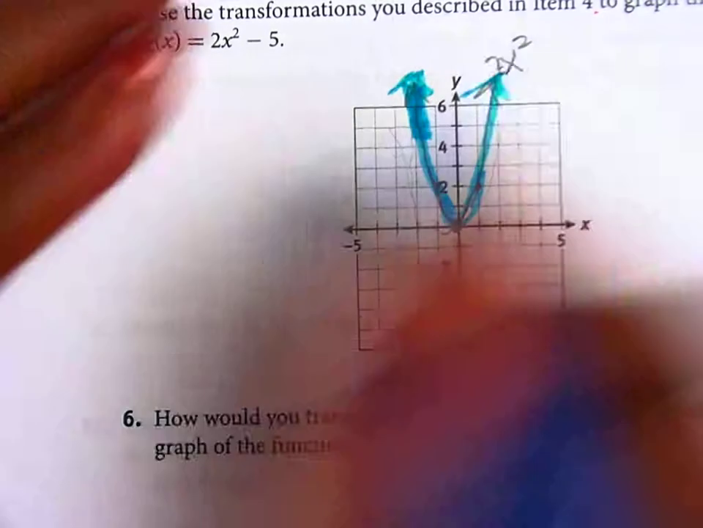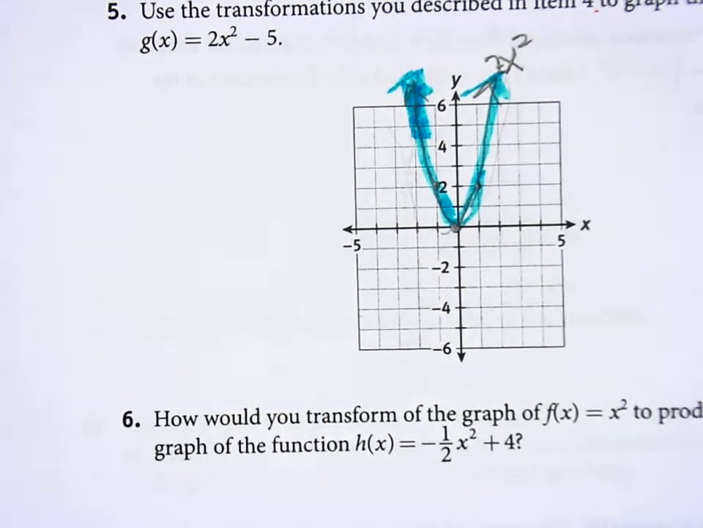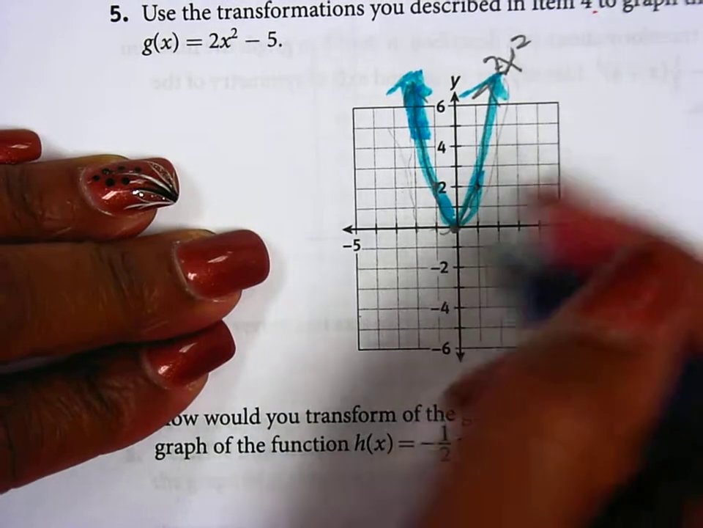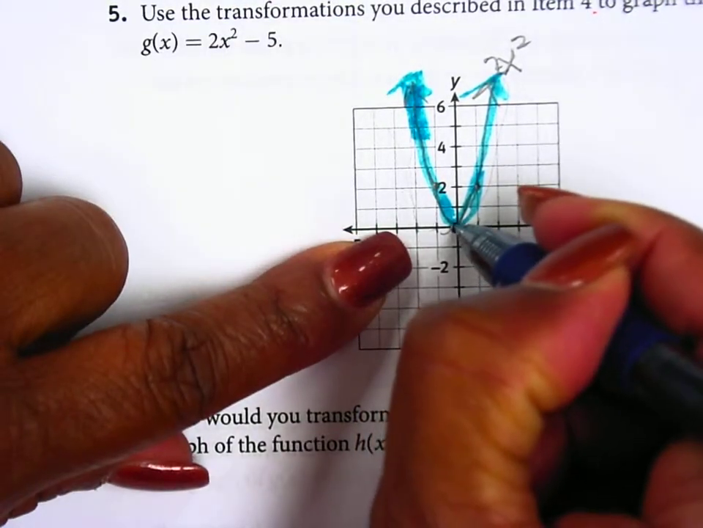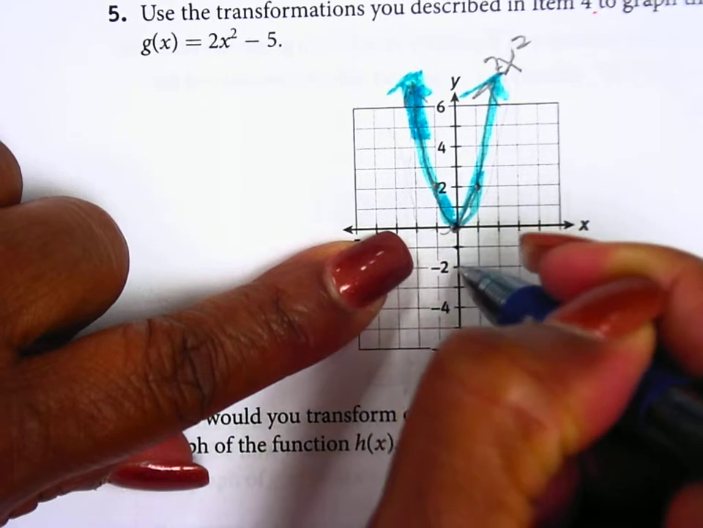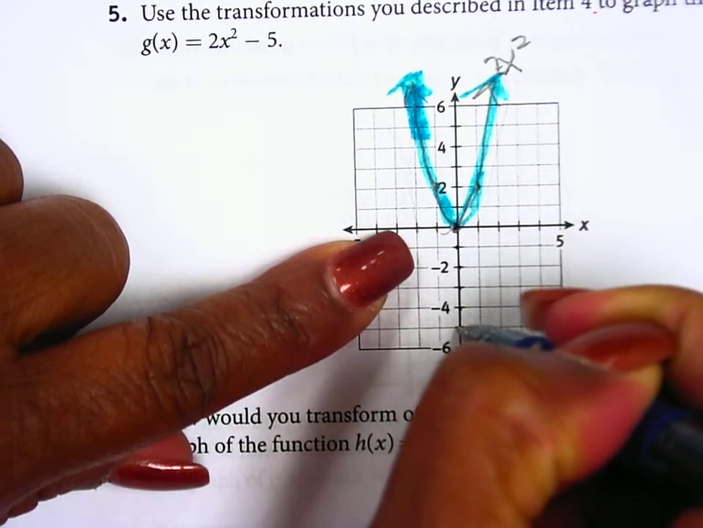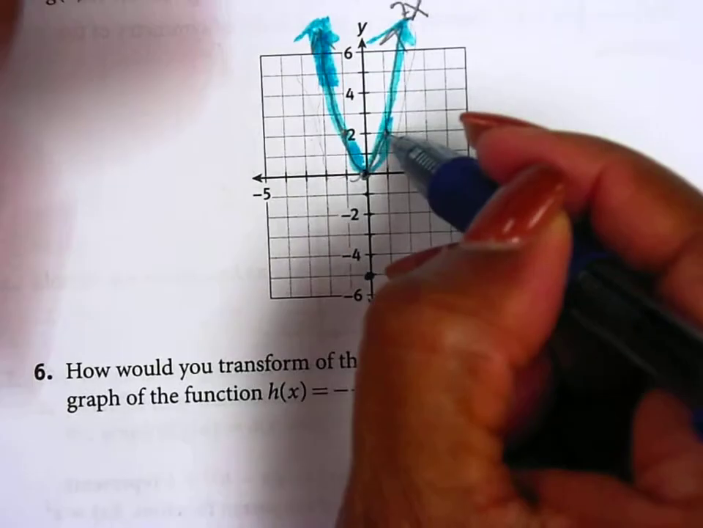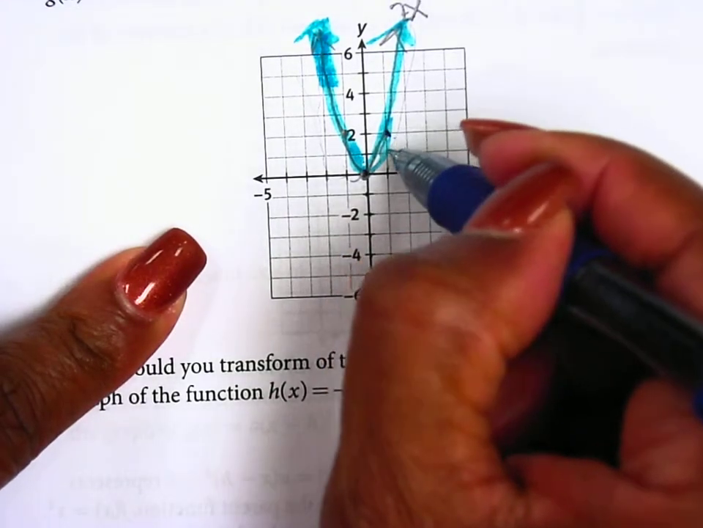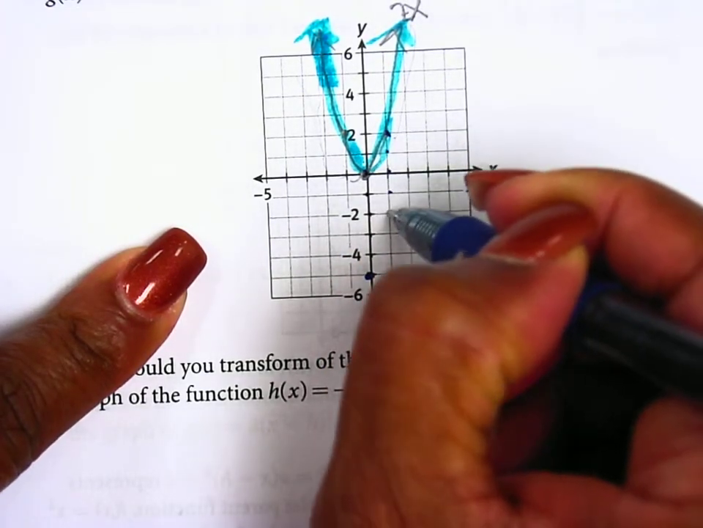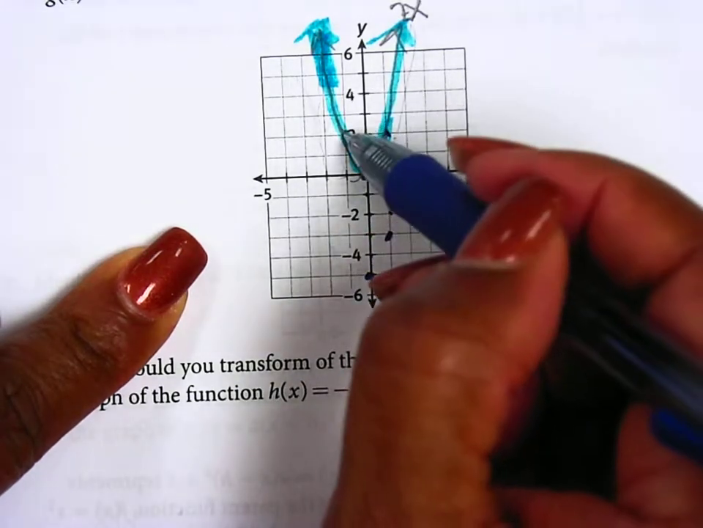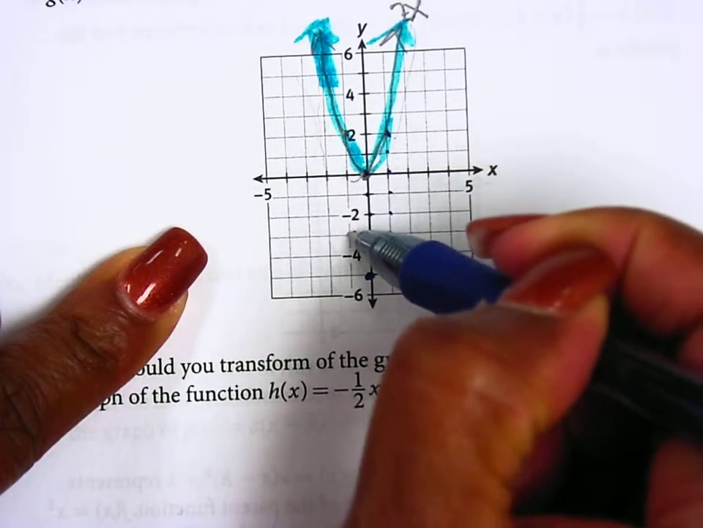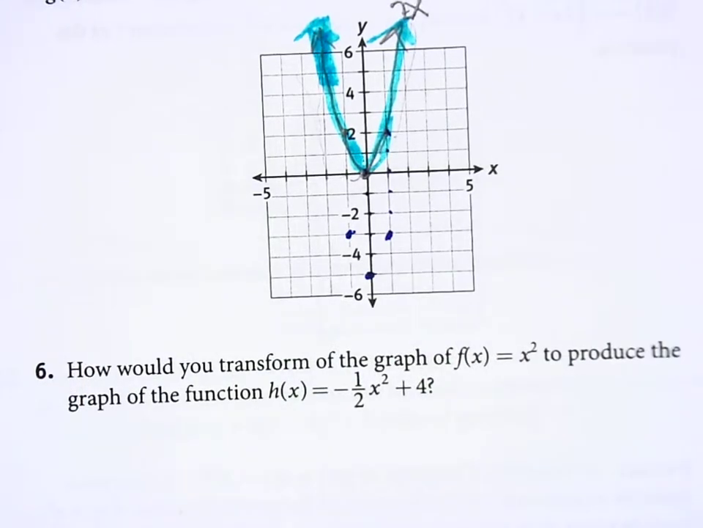Once you get that 2x squared, to graph the other part, just take the points and move them down 5. This is a point on the graph, so I'm going to move it down 5: 1, 2, 3, 4, 5. Put a point there. Here's another point on that graph. Move it down 5: 1, 2, 3, 4, 5. Put it there. Same thing with this point here. Bring it down 5, and then sketch that graph.